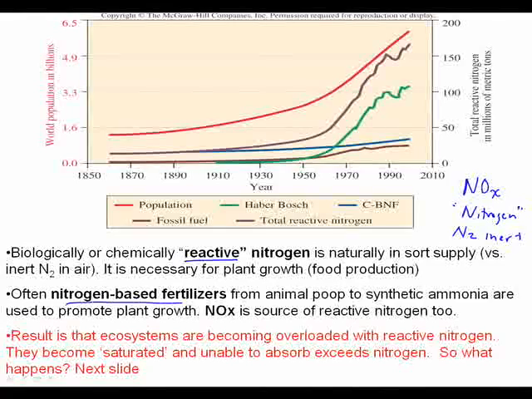And we have nitrogen-based fertilizers, from animal poop to synthetic ammonia. They're used to promote plant growth. NOx is also a source of this reactive nitrogen. The result is that ecosystems are becoming overloaded with the good nitrogen that's reactive. It's like a little bit's wonderful, too much will kill you. Because they become saturated, they're unable to absorb the excess.